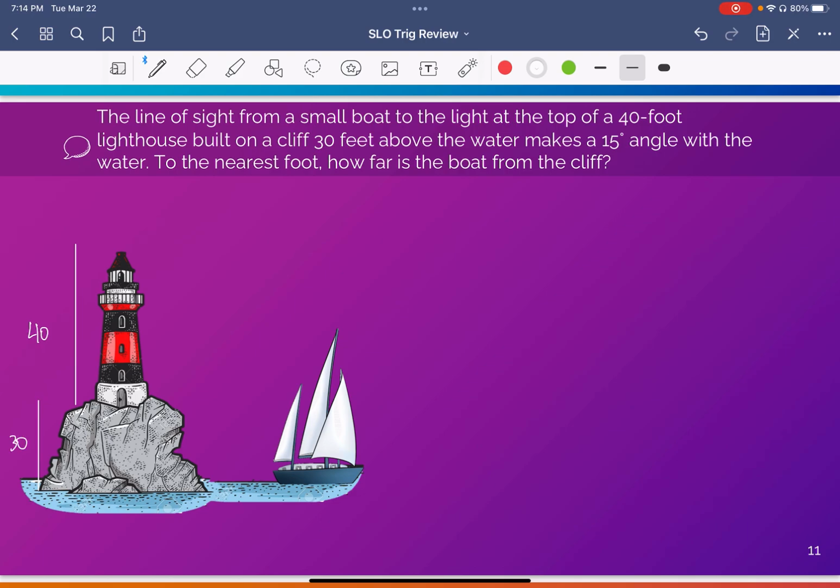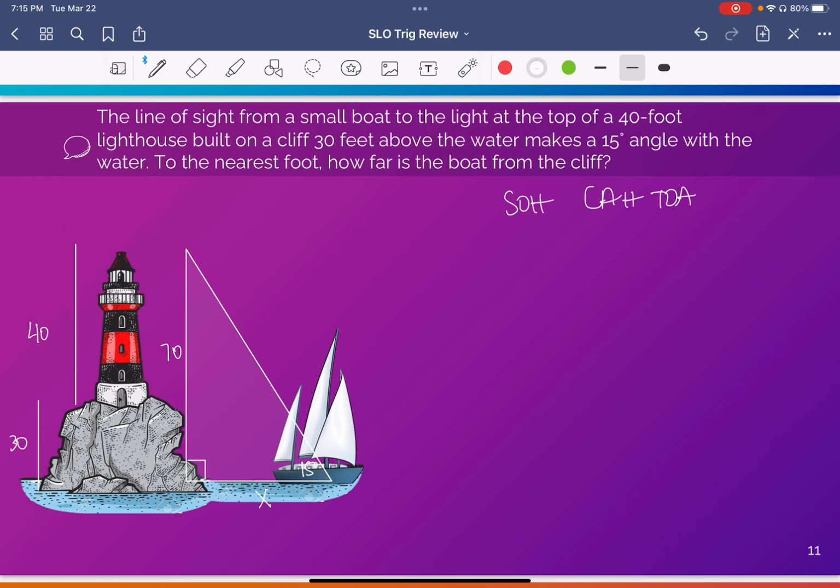Okay, so in total, the entire height from the ocean to the tip of the lighthouse will be 40 plus 30, which is 70. So if I create my actual triangle from the top of the lighthouse to the bottom of the ship and making my 90-degree angle, notice that the height is actually 70 because I have to include the cliff and the lighthouse. It says we have a 15-degree angle with the water, so that's going to be down by the ship. And then we were trying to figure out how far is the boat from the cliff. So if this is the cliff and this is the boat, we're looking for the horizontal distance.